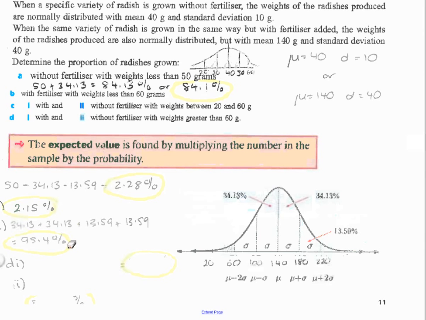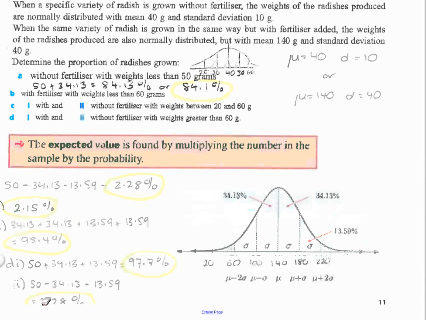And D, so we're saying with and without fertilizer, with weights greater than 60 grams. So let's just check which order I've done it in. Okay, so weights greater than 60 grams. So greater than 60 grams out here, you could think of it as just being 50% minus 34.13 minus 13.59, and so on, which is basically that one there, 2.28%.